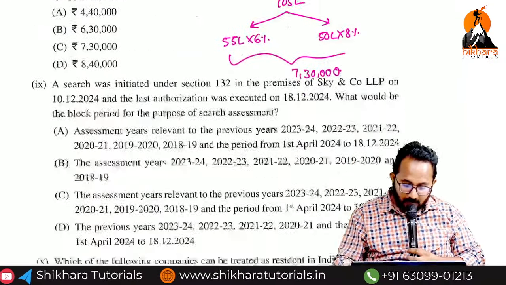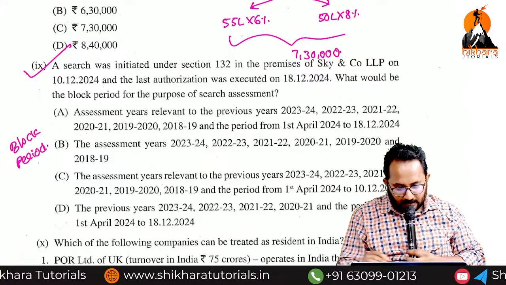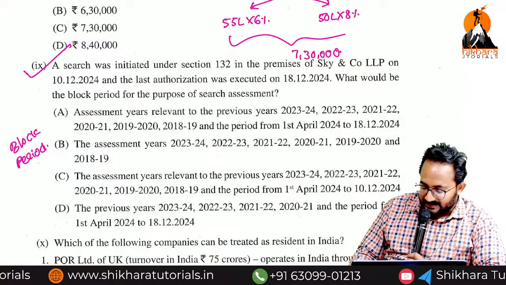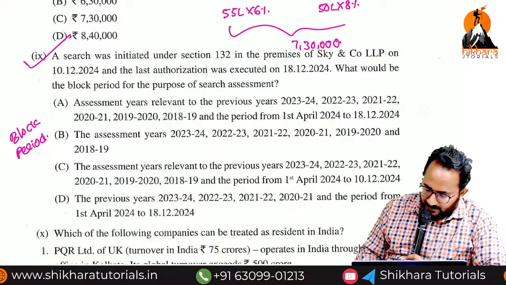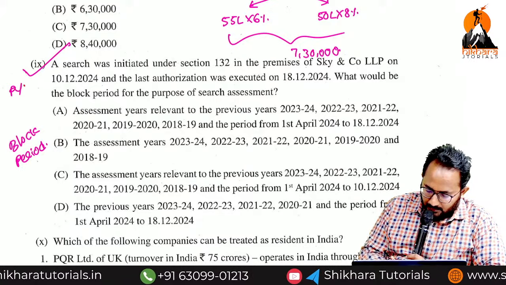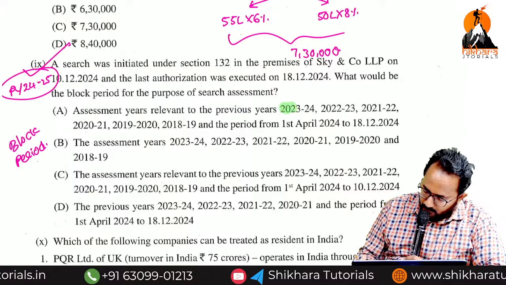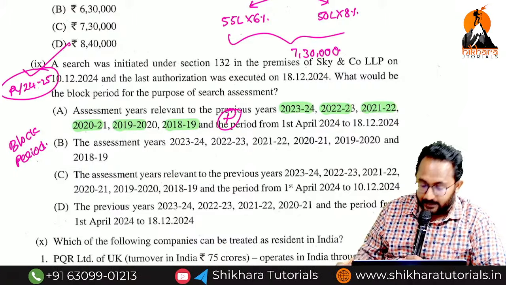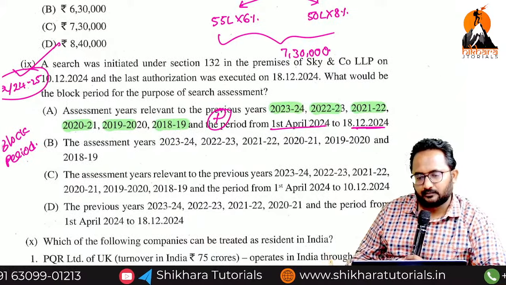7,30,000. Now they are asking about block period. Simply, block period means, can you tell me, the six years before the year in which the search was initiated? Now, in which year was the search initiated? Previous year 2024-25. Before that, how many years? 1, 2, 3, 4, 5, 6. Not only that, we have to add from the first day of the previous year to the conclusion of the search.